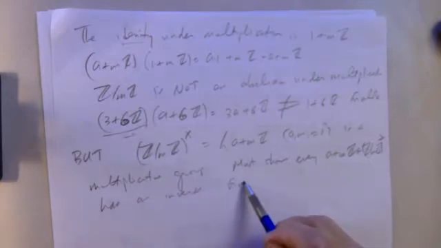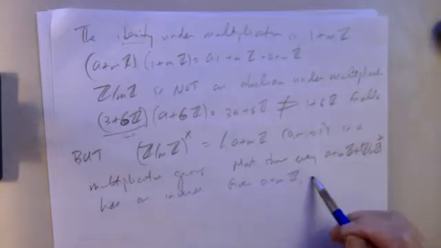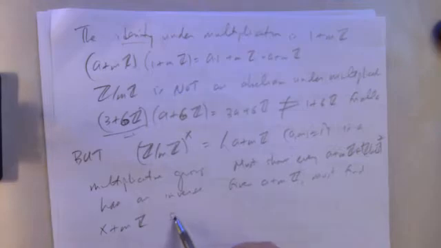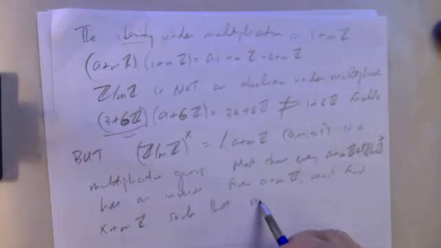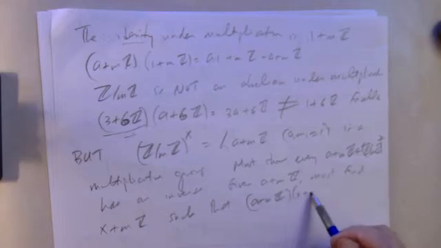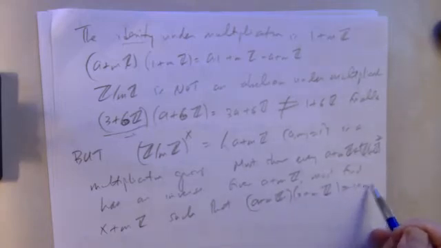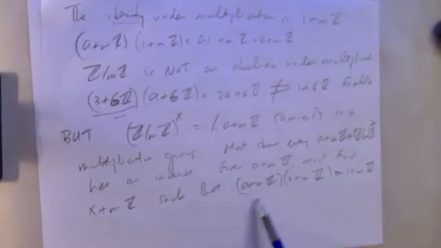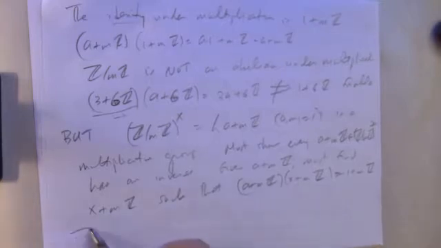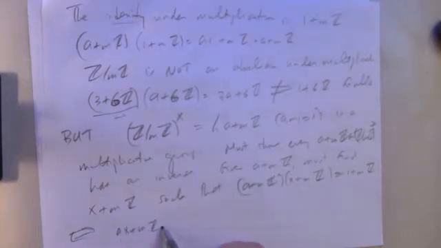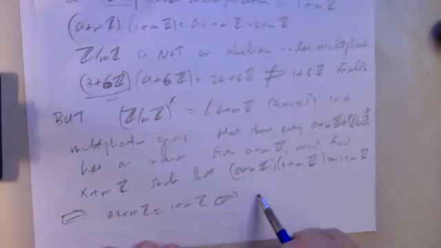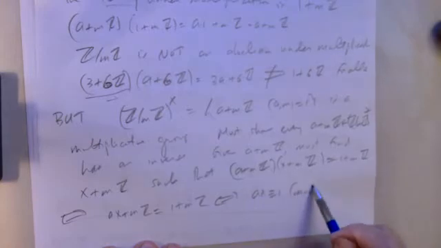All right, so that means given A plus MZ, we must find a congruence class X plus MZ such that A plus MZ times X plus MZ equals 1 plus MZ. That's what it means to have a multiplicative inverse. This would be the inverse of A plus MZ. This is the same as finding an X such that AX plus MZ equals 1 plus MZ, which is the same as being able to solve the congruence AX congruent to 1 mod M.